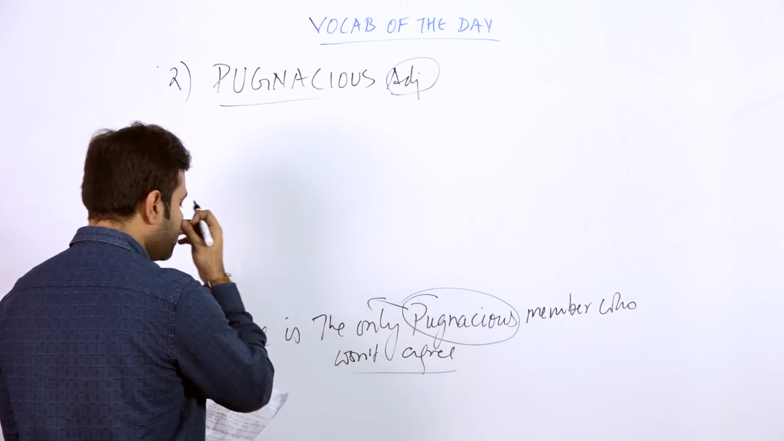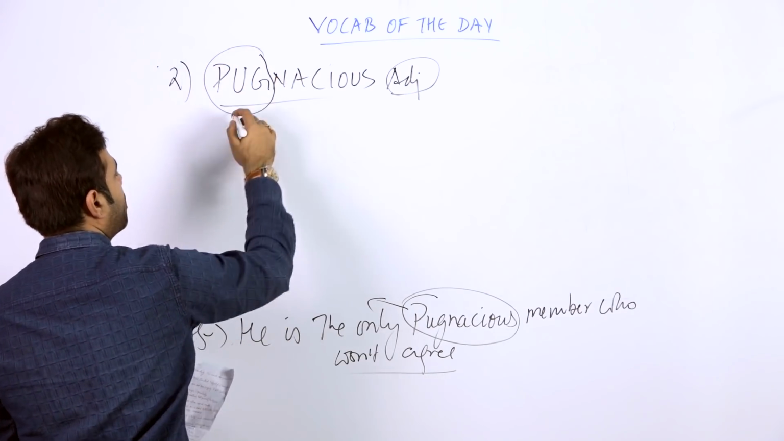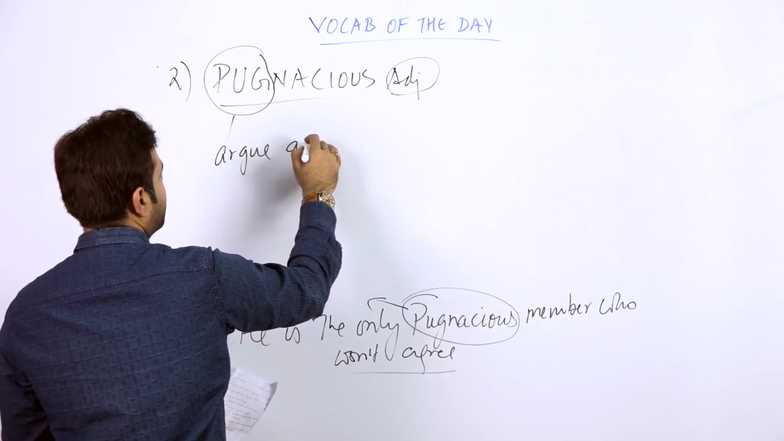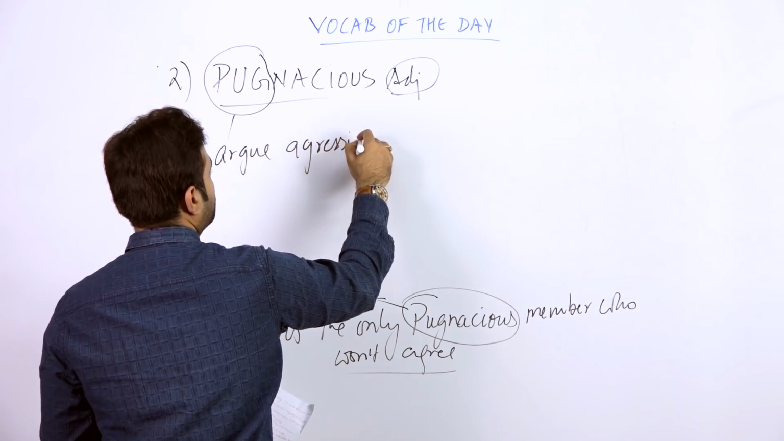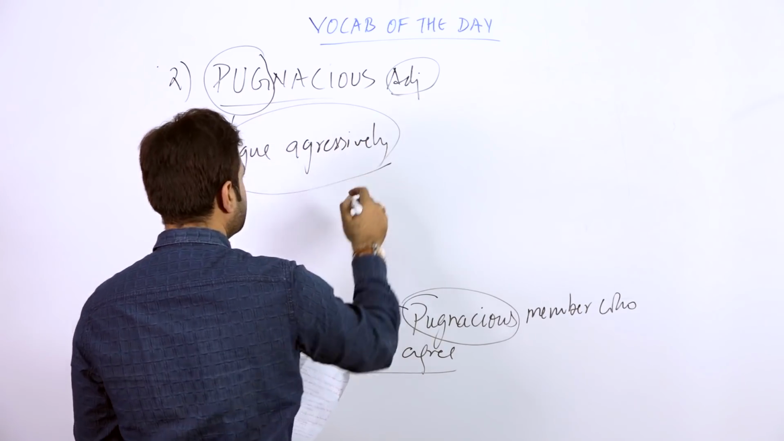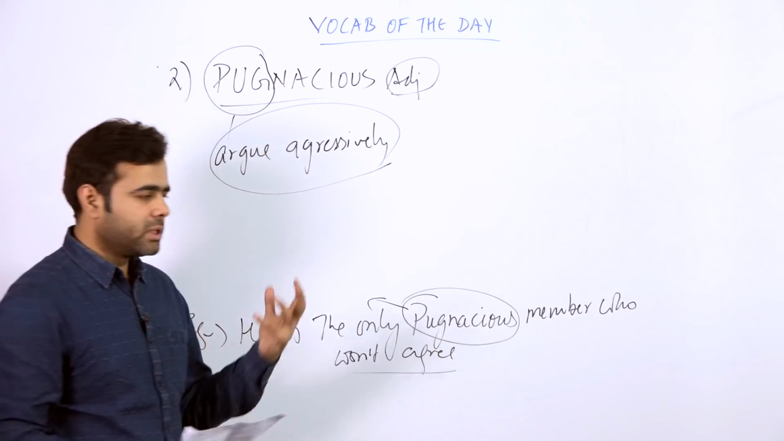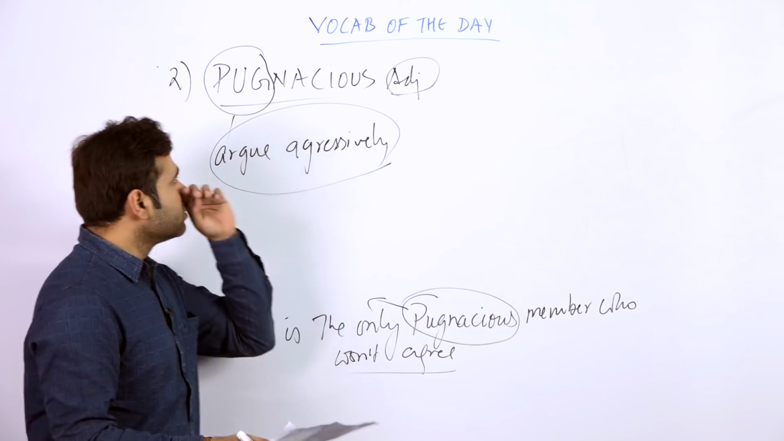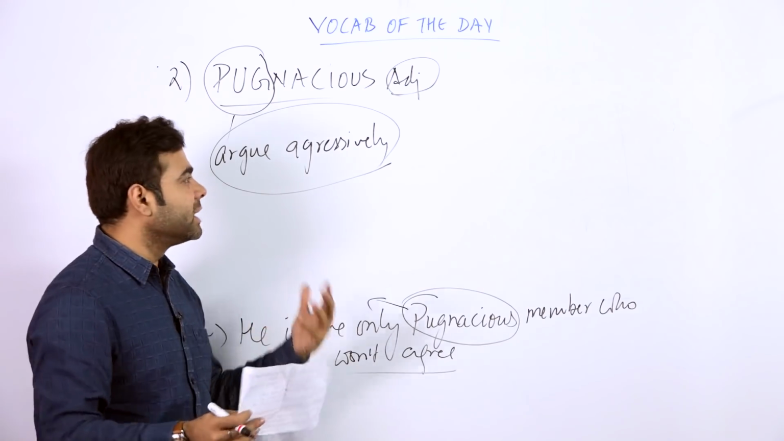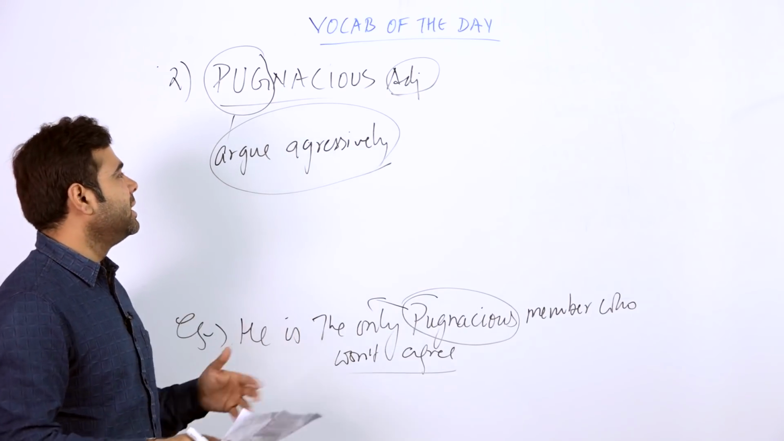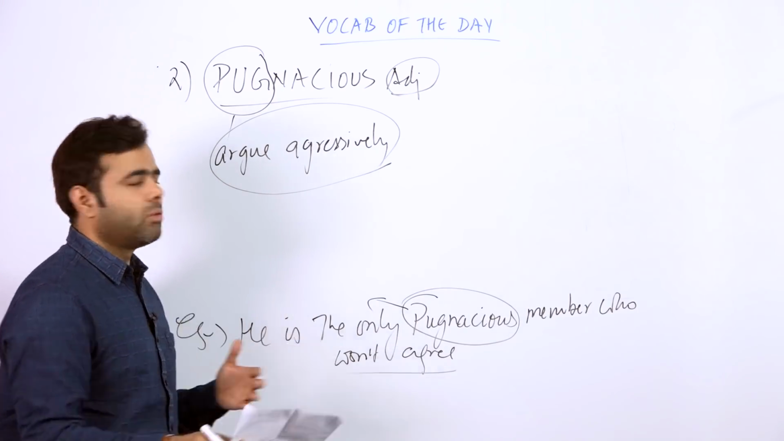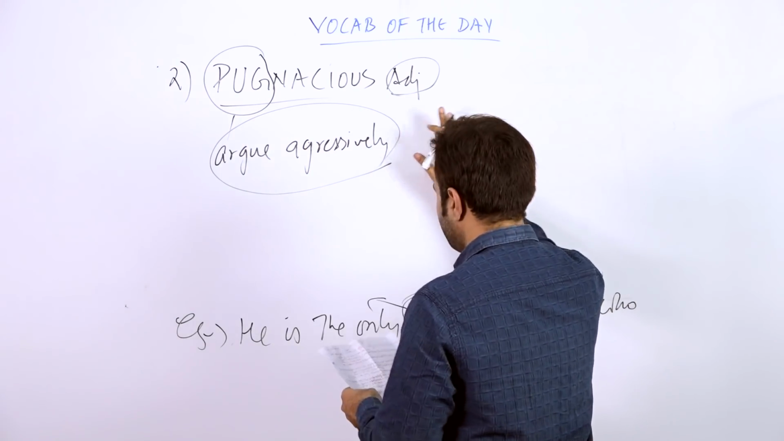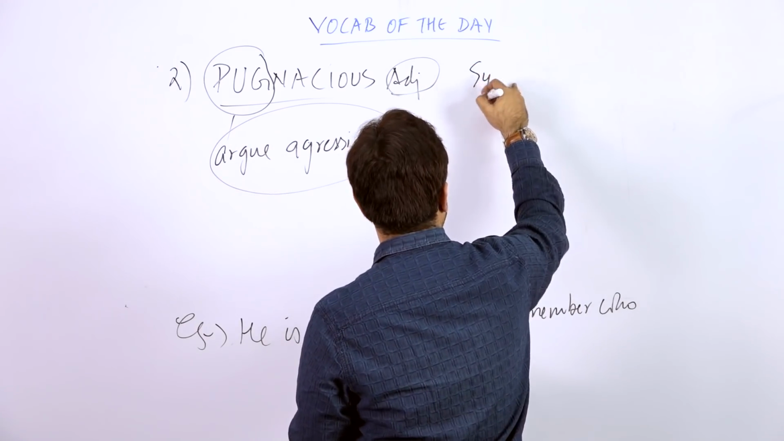Now, if we talk about the word pug, pug is also a dog, a dog who argues aggressively. If you want to learn this word, you can say pug is a dog. People say it's a very cute dog, though I don't like dogs. So I can say pug is a dog which actually argues aggressively. The particular dog always yaps and always does like this. Fine. So pugnacious. In simple words, what are the synonyms that you can take, students?